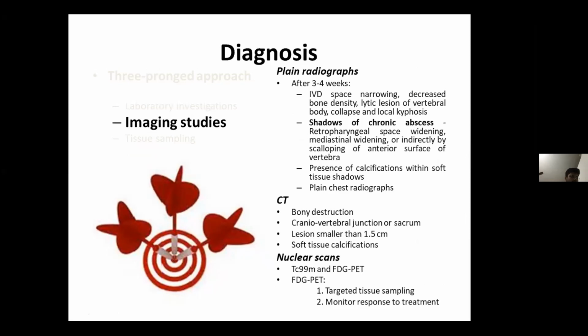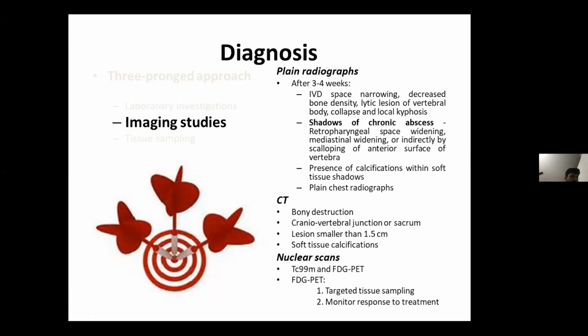abscesses. So in the cervical spine, retropharyngeal abscesses, the common terminology is the bird nest appearance, and fusiform appearance in mediastinal abscesses, and aneurysmal sign or scalloping of the anterior surface of the vertebrae in typically the anterior disease. And obviously, all these patients should have a plain chest X-ray also to check the pulmonary status.